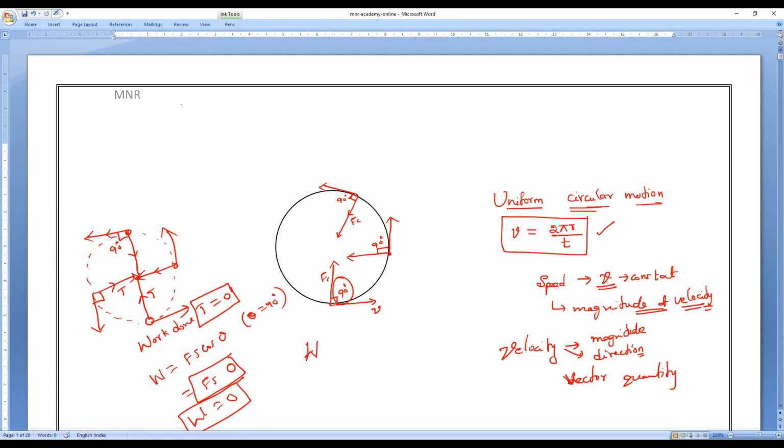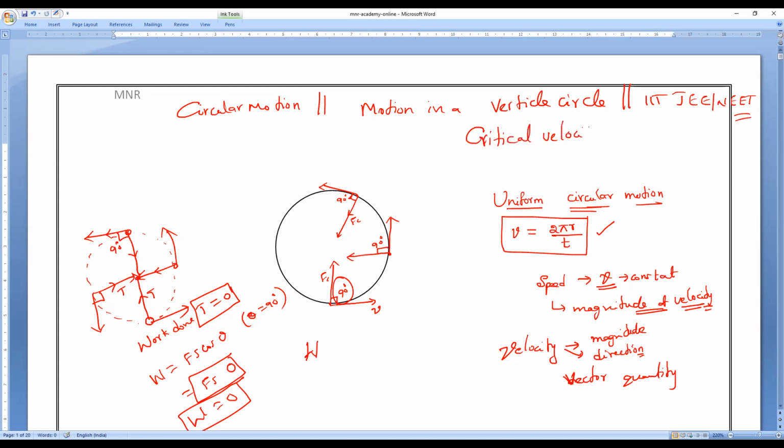But in today's class, what we are going to see is circular motion, all of you remember, motion in a vertical circle. That means the magnitude of the velocity also does not remain constant. And this is the most important concept for IIT JEE as well as NEET. So please remember that. And we are going to study the concept called critical velocity. So we'll understand what critical velocity is.